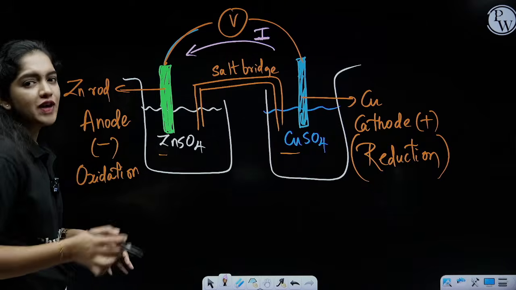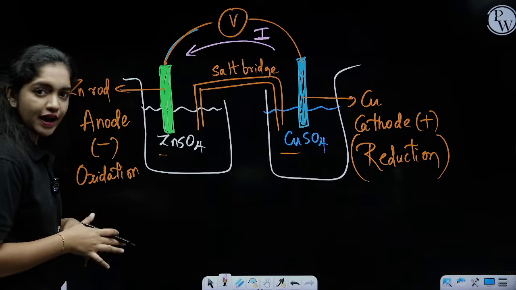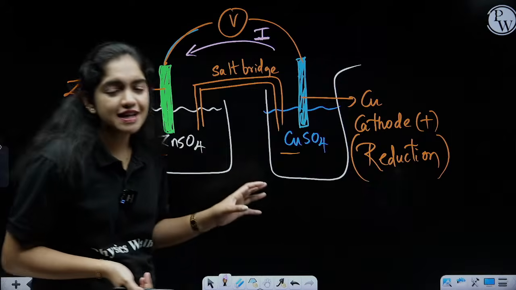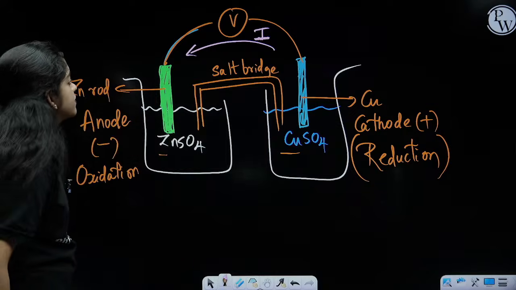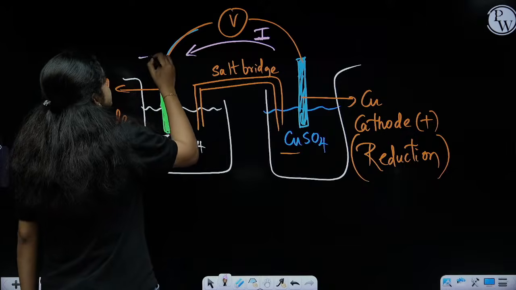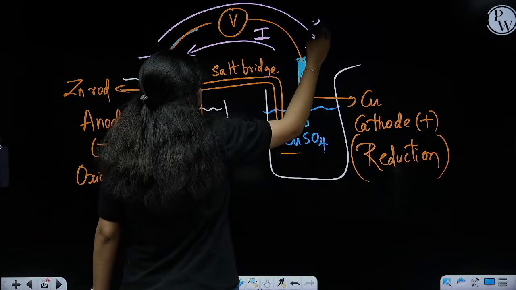Due to the flow of electrons only, the current will flow, right? So what is the charge of electrons? Electrons are negatively charged. So the electrons will move from which direction to which direction? The electrons will move from negative to positive like this. Like this, electrons will flow.